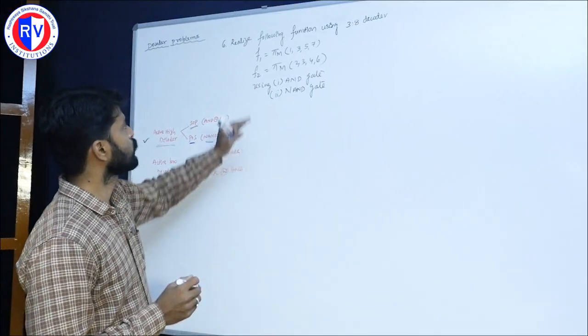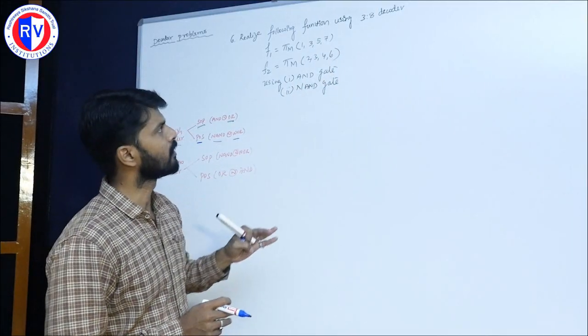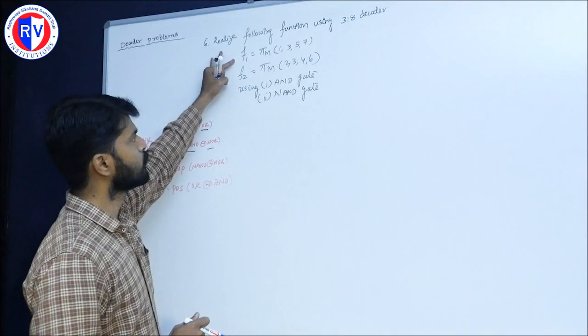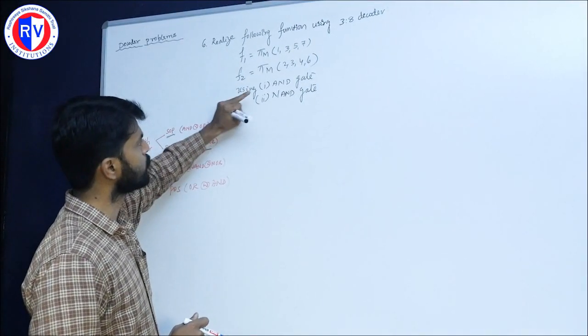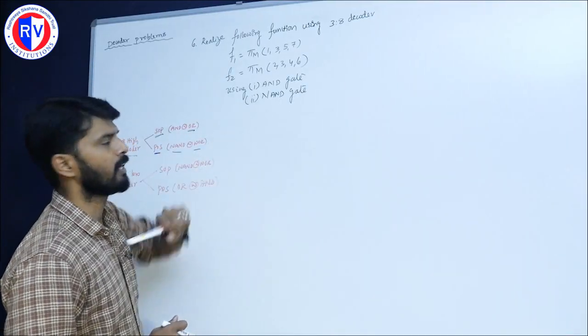Now we will focus on one more problem. Realize the following function using 3:8 decoder. The 3:8 decoder they only specify, and these are the two functions. These two functions we need to realize using AND gate, and these two functions we need to realize using NAND gate.